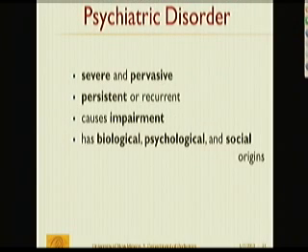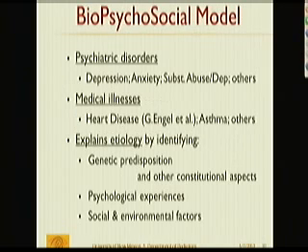Well, the psychiatric disorder is described very well in the Diagnostic and Statistical Manual. So the current DSM-4, now DSM-4-TR, describes a psychiatric disorder as severe and pervasive. Okay, so it's severe enough to be present in many different settings, and it persists over time or recurs, causes impairment, and really fits with the biopsychosocial model.